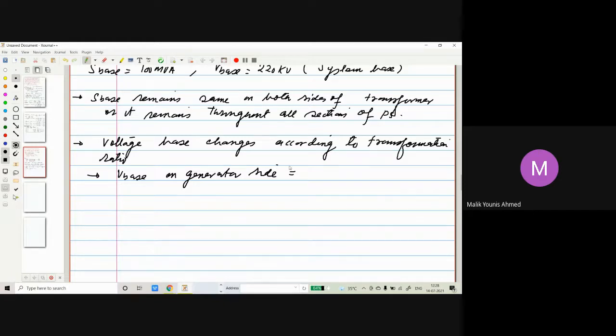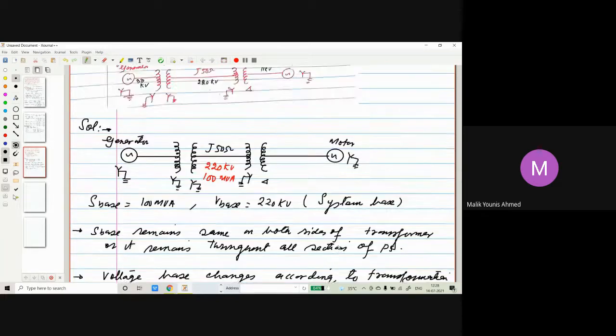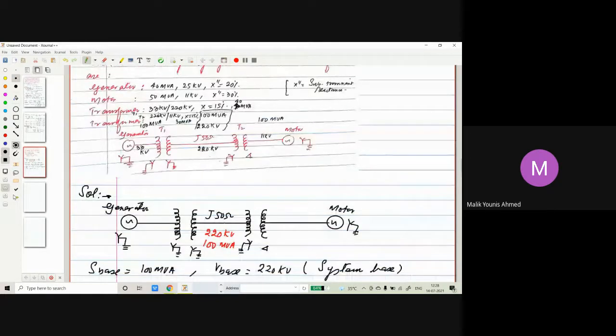So what is the voltage base of the transmission line? 220. So that is multiplied by secondary by primary. You can see the data here: 33 kV by 220. Here, secondary by primary means that the side we are coming from is the primary. I will repeat here, please make sure you don't get confused.